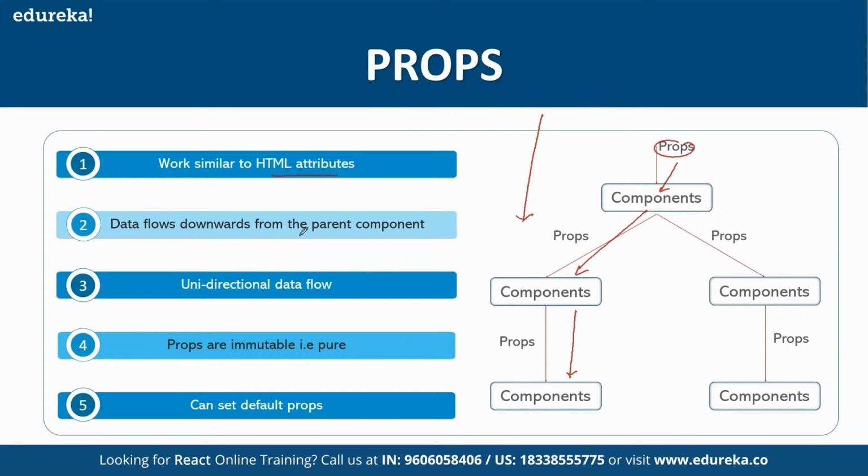The data flows from parent component to the child component, and it is one way. There is no backward, bottom to top operation is not possible. Only the unidirectional data flow, top to bottom. And it is immutable. You cannot change it. Whatever you get at the top level, the same thing can be passed to the bottom level, but you cannot change it. And you can set the default props also. Sometimes you might want to set up default values, so that they can be used everywhere.